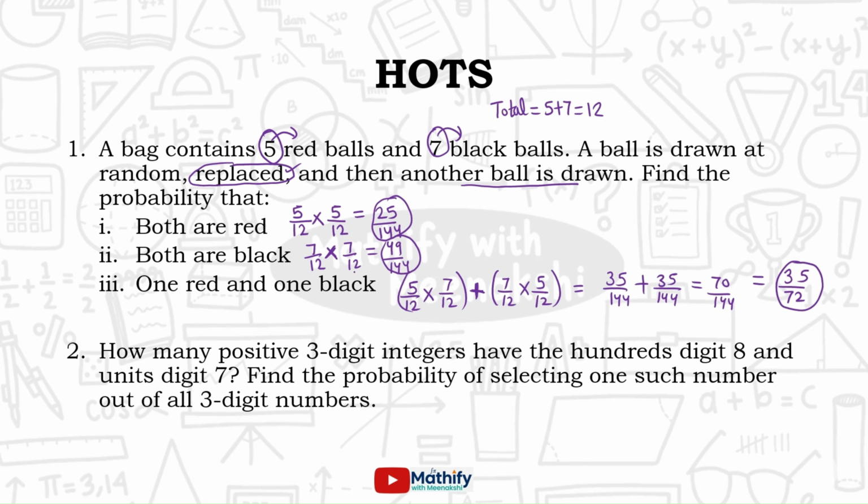Let's move to the last question. How many 3-digit integers have the hundreds digit as 8 and the unit digit as 7? You know how a 3-digit number looks like this. This is ones, this is tens, this is hundreds. They are saying the hundreds digit is fixed 8 and the ones digit is 7. Now, what are the possibilities that I can select for the tens digit? We can select 0, 1, 2, 3, 4, 5, 6, 7, 8, 9. We can select any digit here. That means total possibilities are 10 because 8 and 7 are fixed.